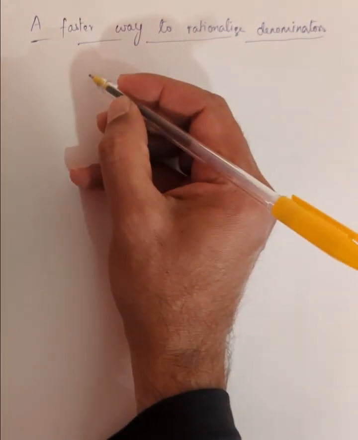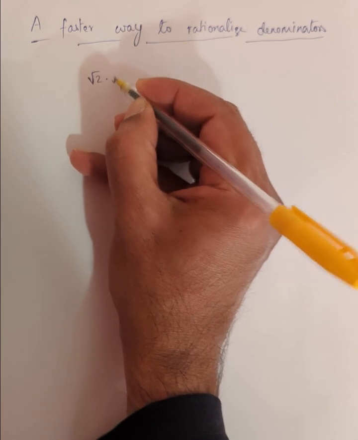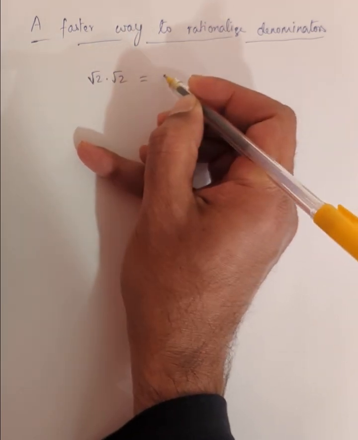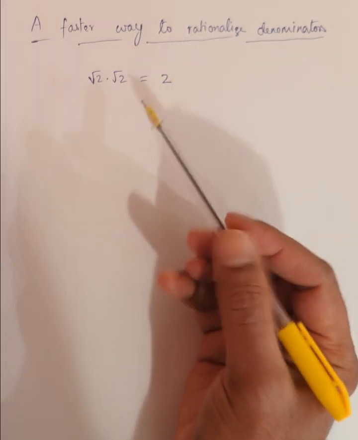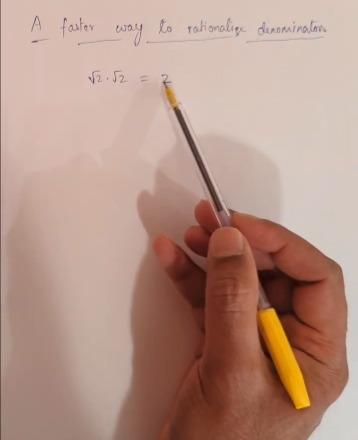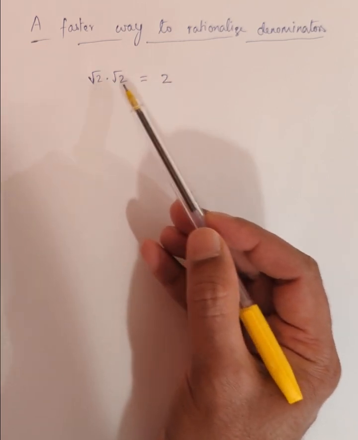You might already know that if you multiply root 2 times root 2, you get 2. Now, what you may not usually think is going in the reverse direction and say 2 can be written as a product of these factors.